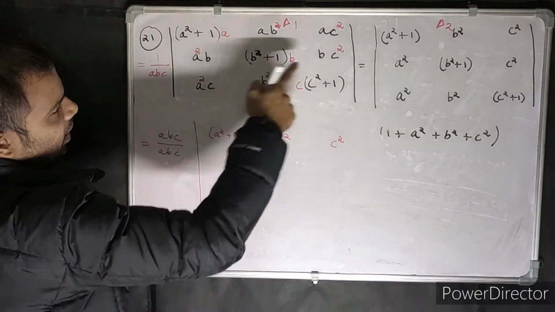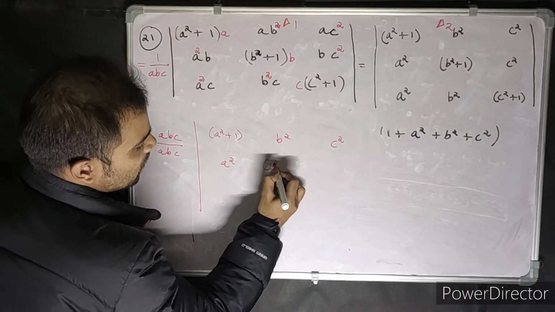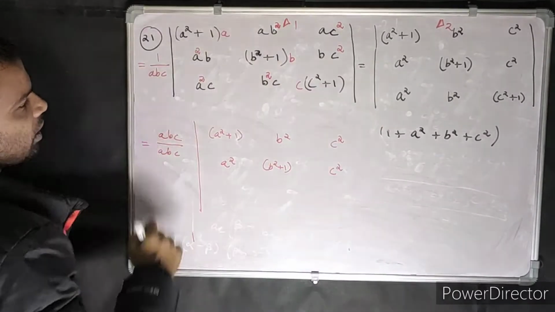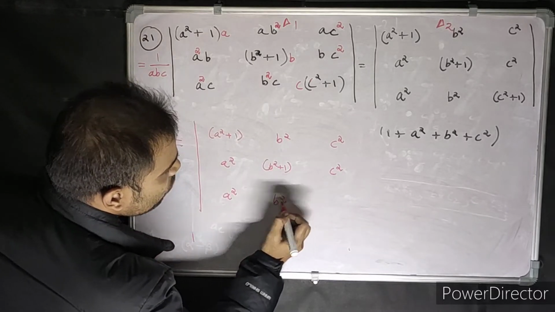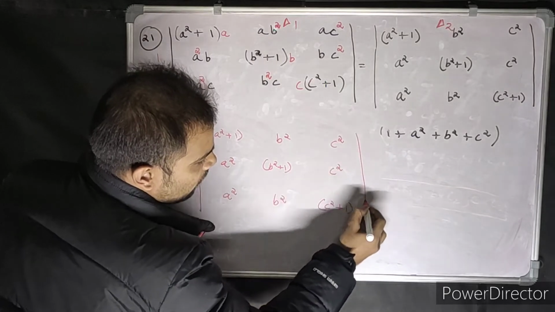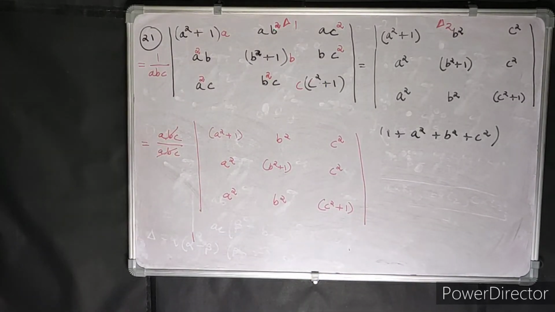Then over here you have taken out the b. Then you are left with a square. Then you are left with b square plus 1. Then you are left with a c square. Over here you have taken out c. So you are left with a square, you are left with b square, and you are left with c square plus 1. So these are the values that you are left with. This and this got cancelled out.